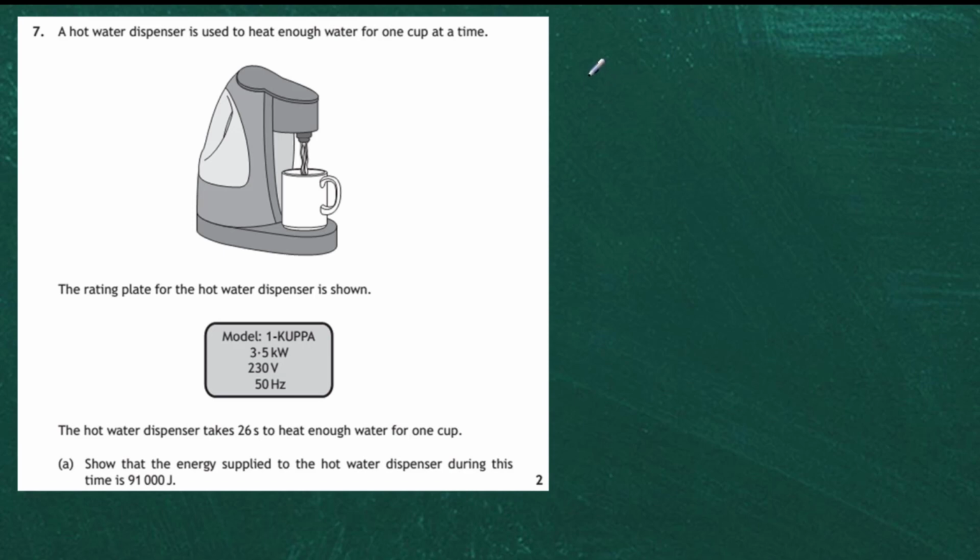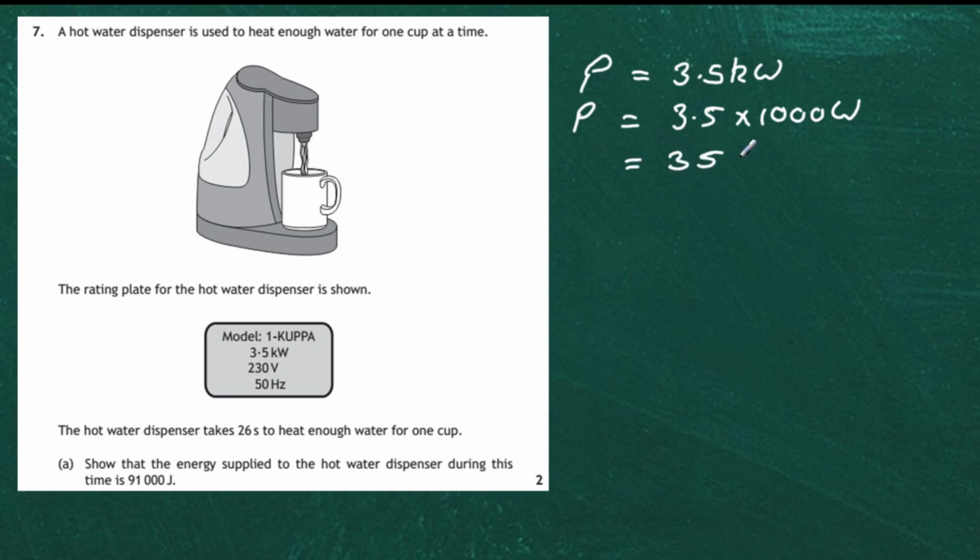So we know that the power is measured in watts. So power equals 3.5 kilowatts. Now remember what a kilowatt is. A kilowatt is 1,000 watts. So we can say that the power is equal to 3.5 times 1,000 watts, and therefore our power is going to be 3,500 watts. So that power rating is 3,500 watts.